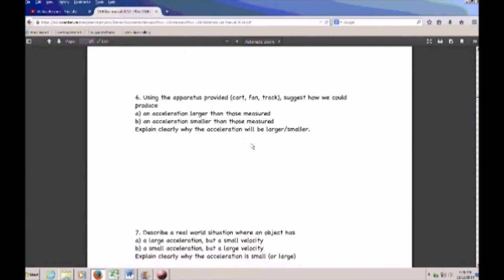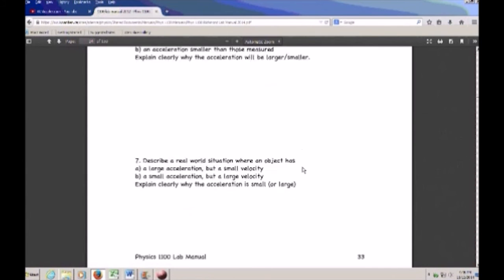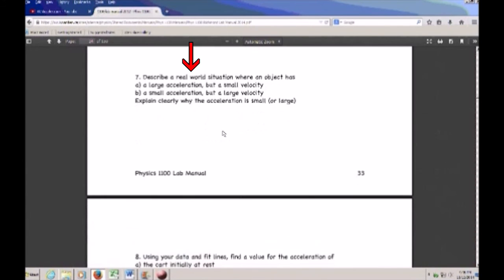Second question, or pardon me, the 6th question says, using the apparatus provided, so the same cart, fan, and track that we had, how could you get an acceleration that was larger than what we measured, or an acceleration that was smaller than what we measured? So think about how you could tweak the track, for example, to make the acceleration larger or smaller, or the cart itself, or the fan itself. So you're allowed to play around with any of those 3 things, and there's more than one answer for how you can do this.